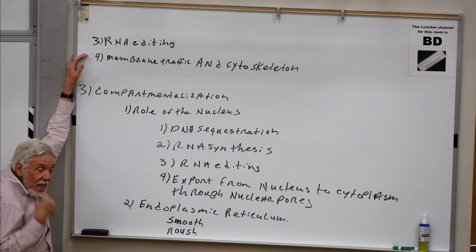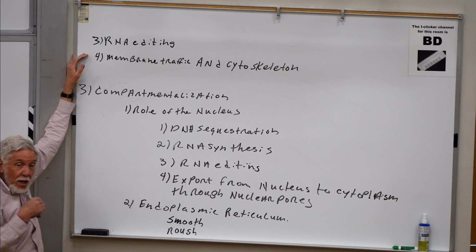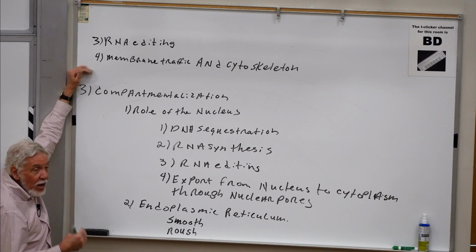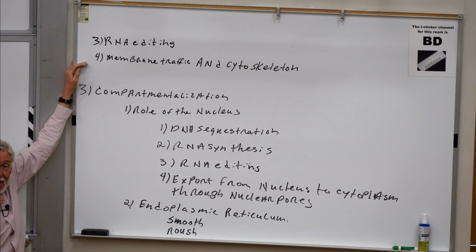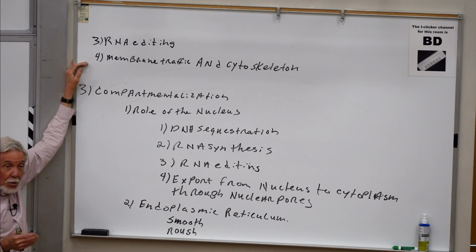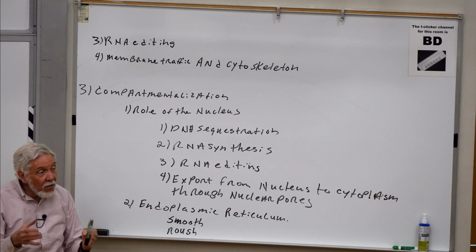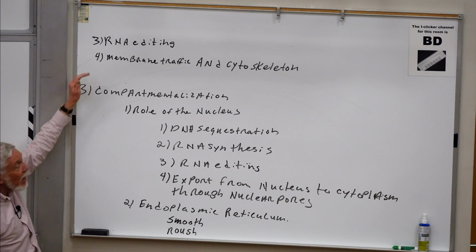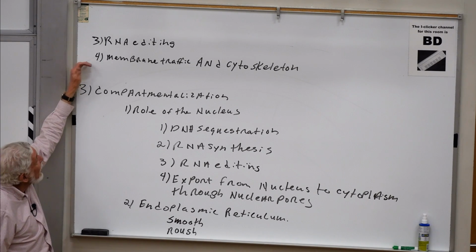So DNA is always in the nucleus. RNA is transcribed from DNA in the nucleus, but the RNA then has to go out into the world, out into the cytoplasm, and perform its function of making proteins. So the nucleus now is not just a confined compartment. It's a compartment that has traffic in and out. And much of that traffic in and out is the RNA which has been transcribed and edited in the nucleus, has to be shipped into the cytoplasm.